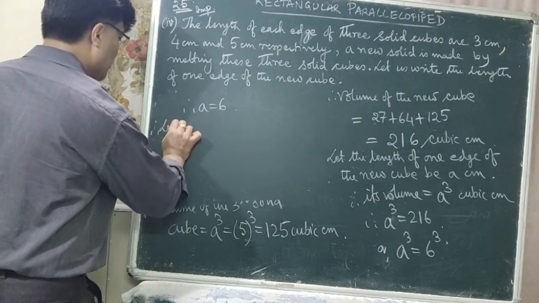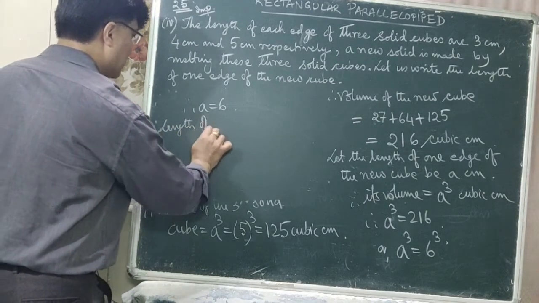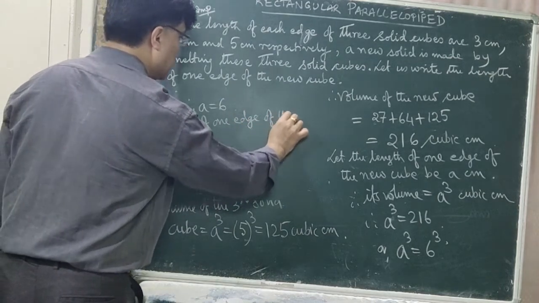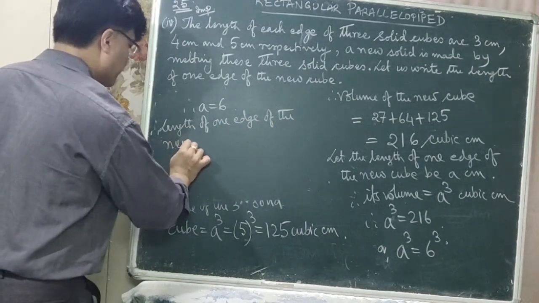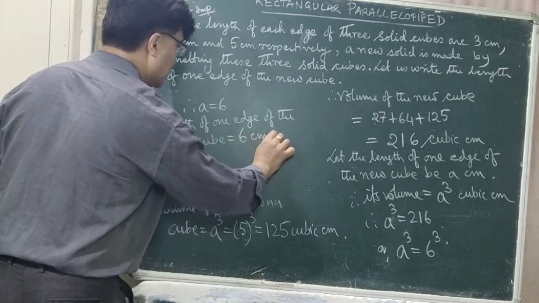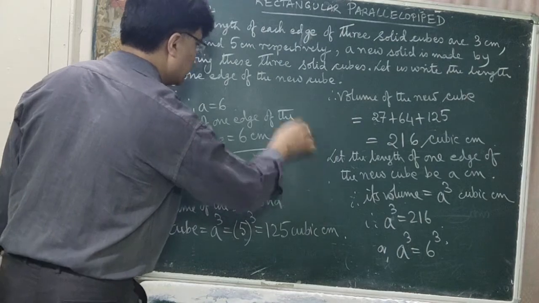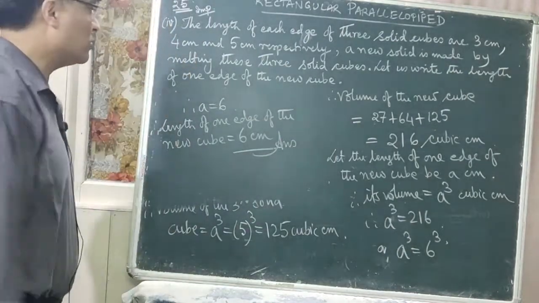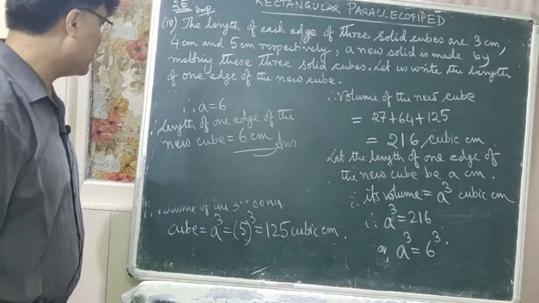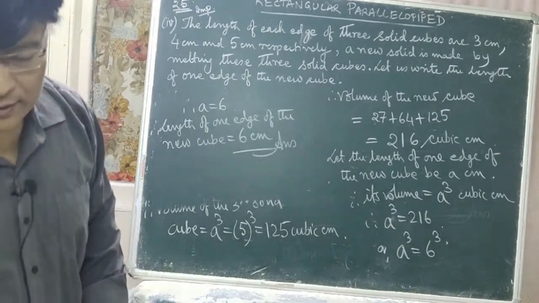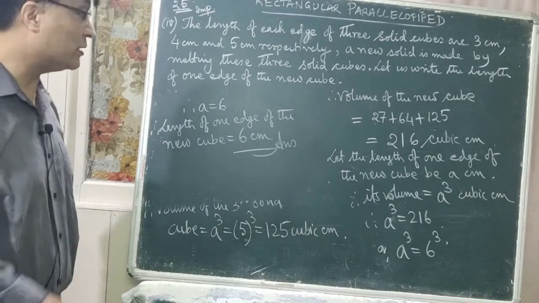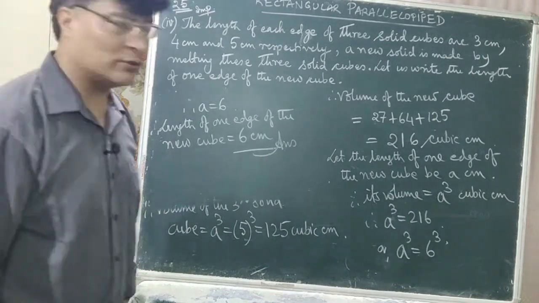So therefore, the length of one edge of the new cube is equal to, what is the answer? This is your 6 centimeter. So this question is very, very important. We have found out the length of one edge of the new cube, which is equal to 6 centimeter. So you can copy it. Now we'll do the next question.